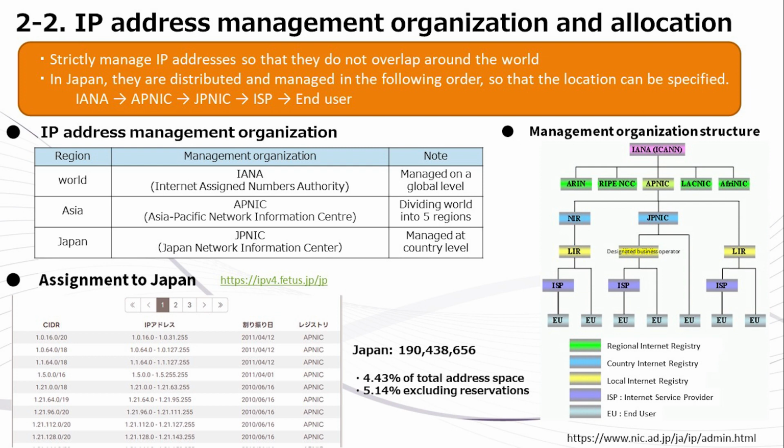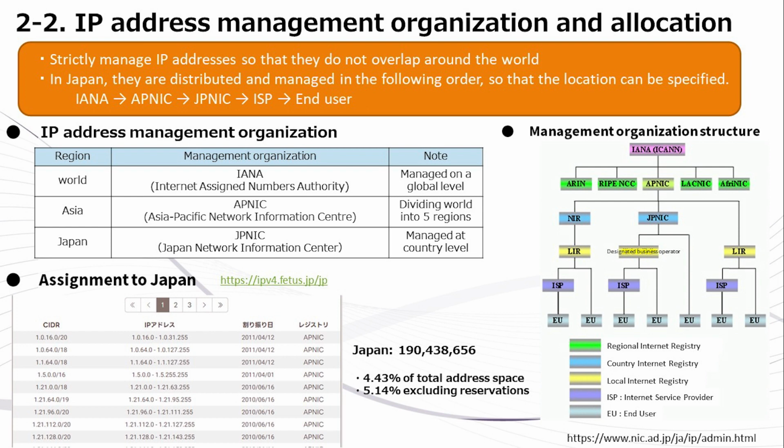First of all, IP addresses can be used without problems because they are strictly controlled all over the world and can identify terminals without duplication. This is not technical, but operationally very important. As a management organization, there is IANA on a global level, under which the world is divided into 5 regions, and APNIC is in the Asian region. Under it, there is JPNIC at the national level, and each ISP receives an IP address from JPNIC.